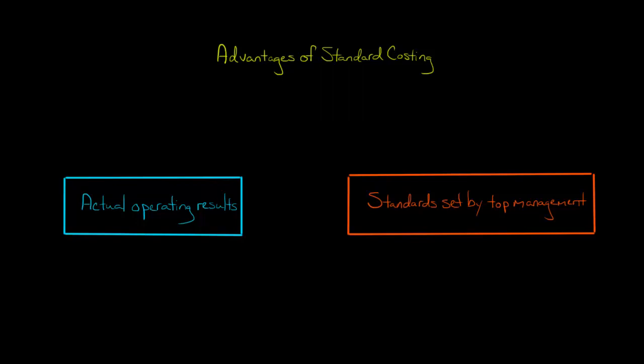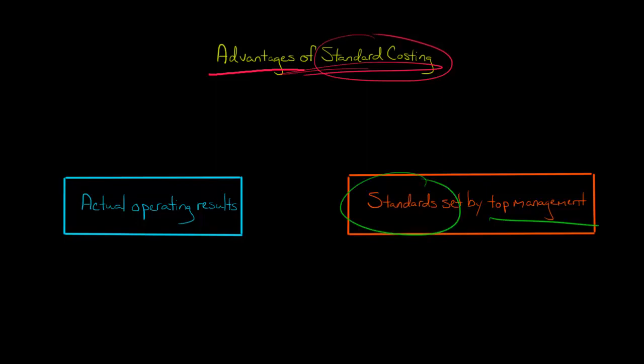In this video, we're going to discuss several advantages of standard costing. So first, let's be clear about what we even mean by standard costing. At most large companies, the top management would set standards that it expects the managers to meet. For example, it would say, okay, here's the price we should be paying per pound of raw materials, or here's how many pounds of raw materials we should be using to create 1 unit of our product.